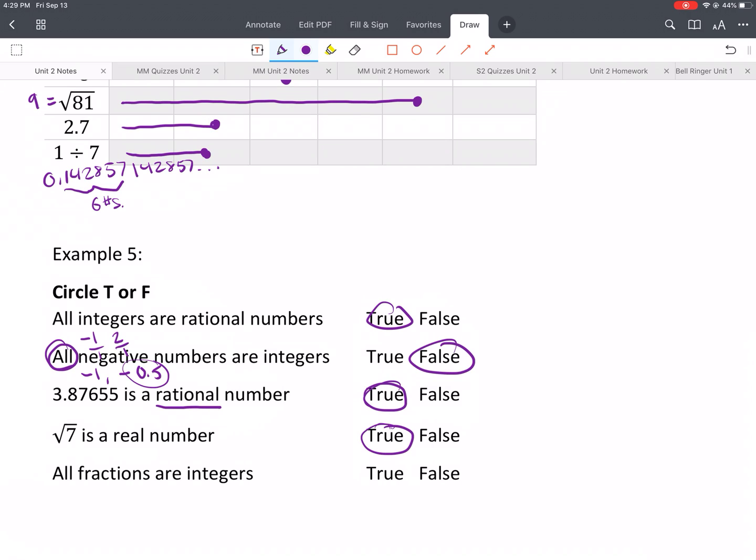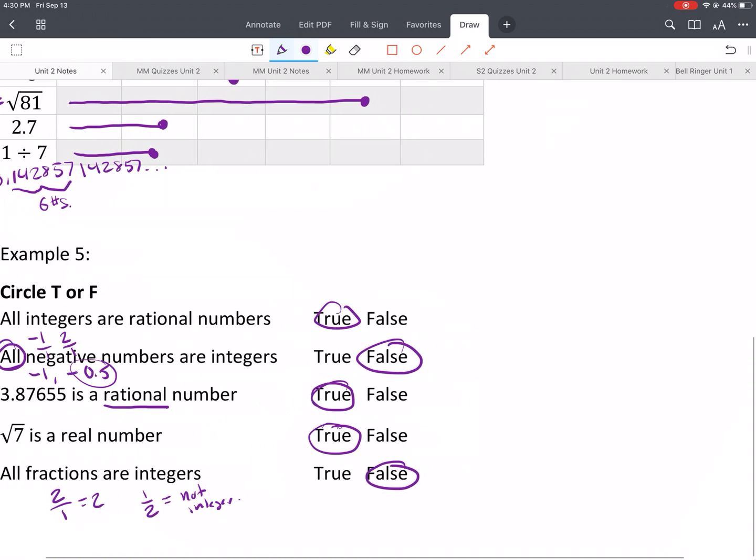All fractions are integers. A fraction could be an integer, but a fraction could also not be an integer. Integers can't have decimals. So here we would say false, because not all of them are. Some of them are, but some aren't.